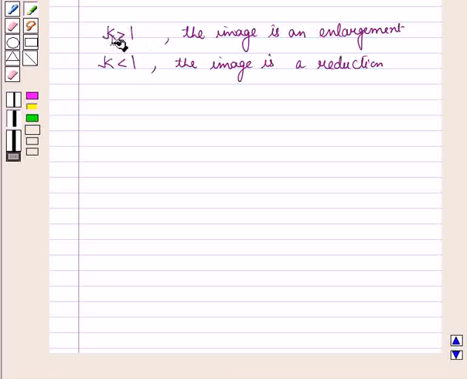So, if the scale factor is greater than 1, then the image is an enlargement, and if the scale factor is less than 1, then the image is a reduction.